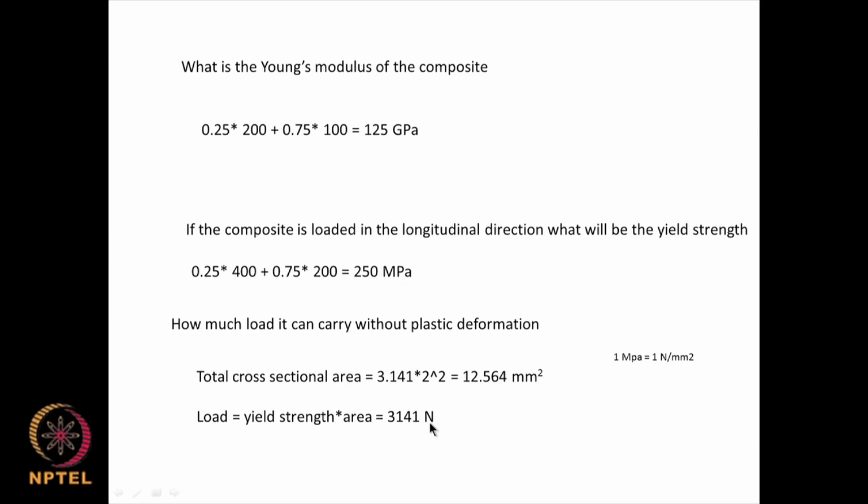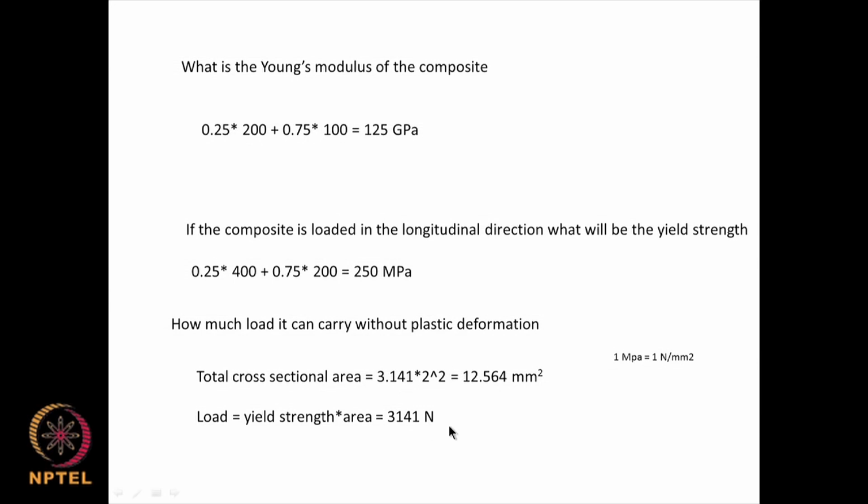So that comes to 3,141 Newton. From there, that is the load it can carry without undergoing plastic deformation.